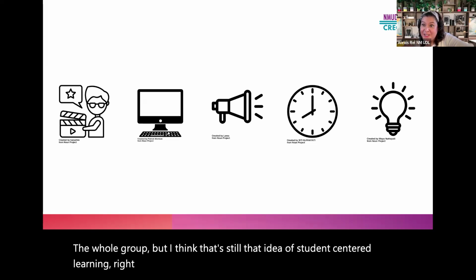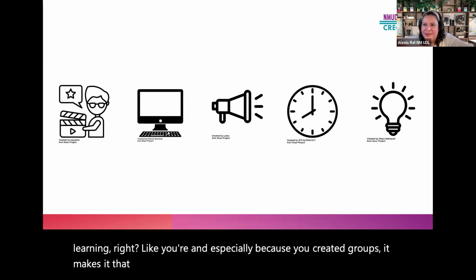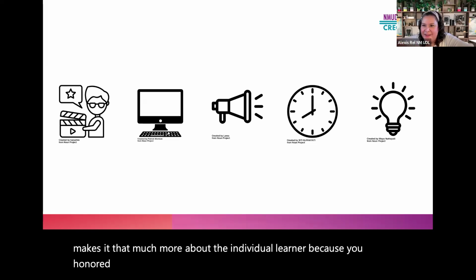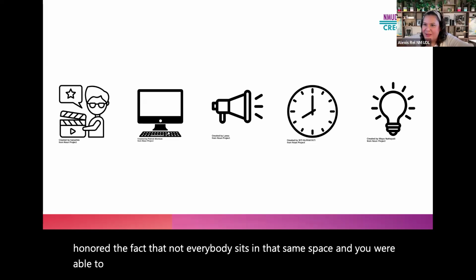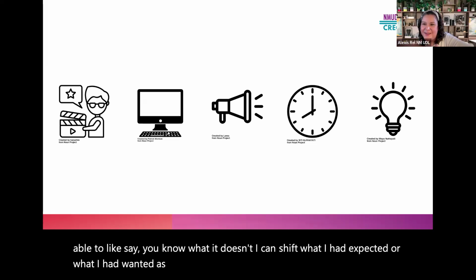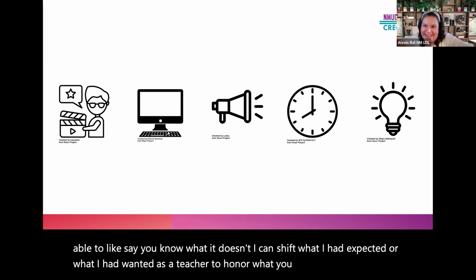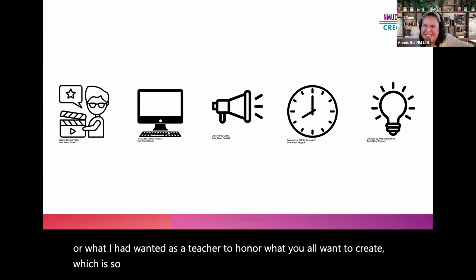Especially because you created groups, it makes it that much more about the individual learner, because you honored the fact that not everybody sits in that same space, and you were able to say, you know what, I can shift what I had expected or what I had wanted as a teacher to honor what you all want to create, which is so beautiful. And Montessori does that so well, like amazing.